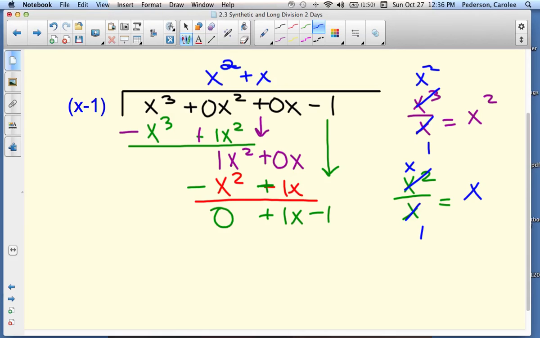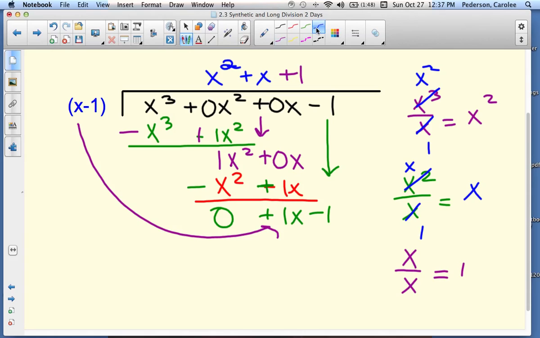Our last term we're going to divide into is x going into x. How many times does x divide by x? Well, x divided by x, those x's cancel out, and we're left with 1. So plus 1 is going at the end.